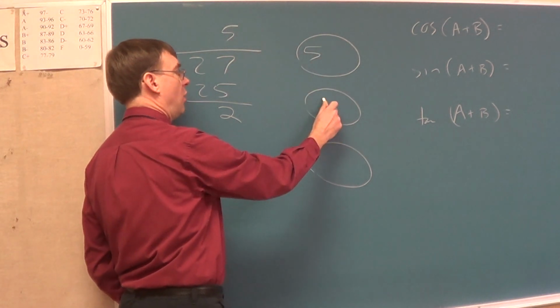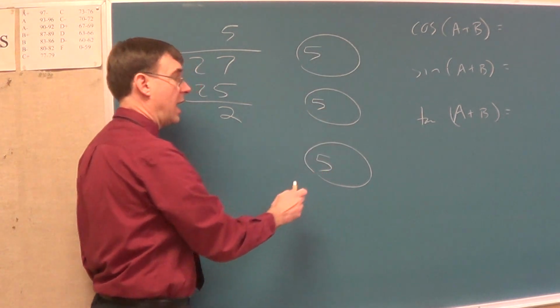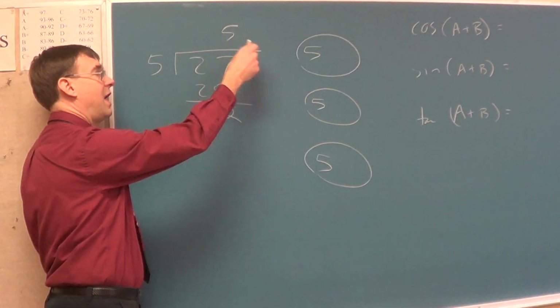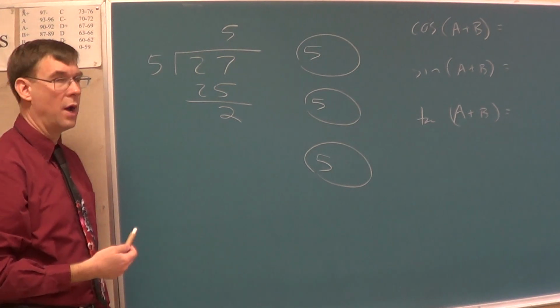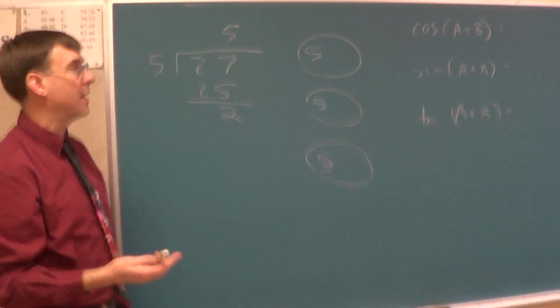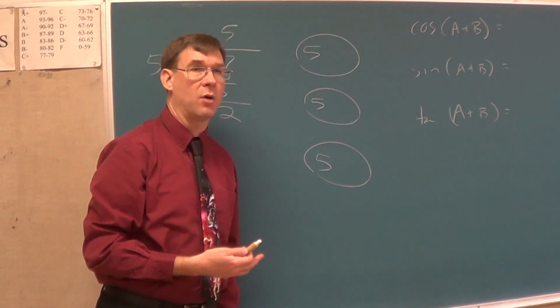All of these answers involve the 5. You're not going to change the quotient. This went in 5 times. Every answer has to have that 5 in it. The question is, what do you want to do with the remainder? Nothing in this is new. It's just basically a divide practice lesson.